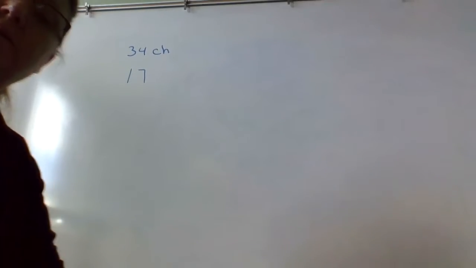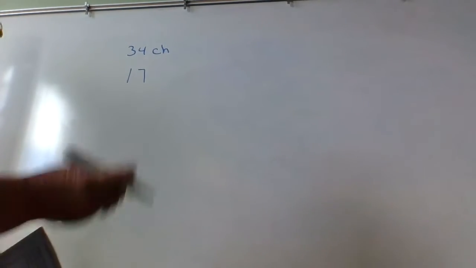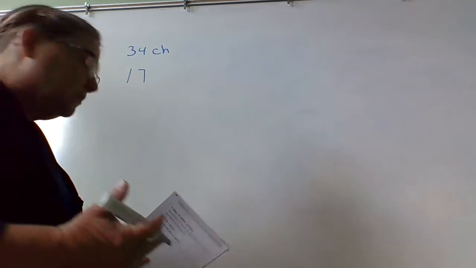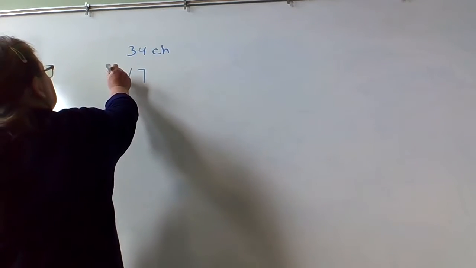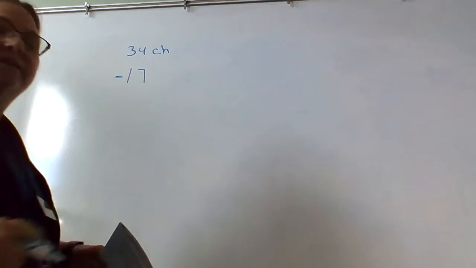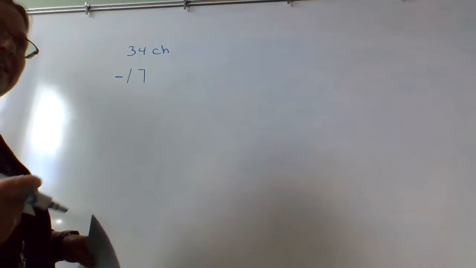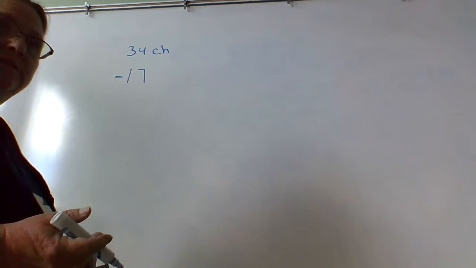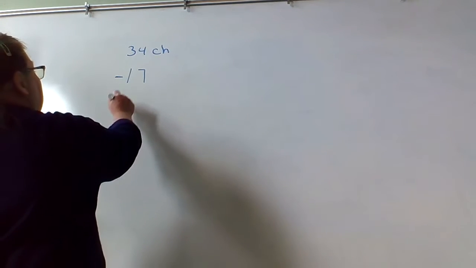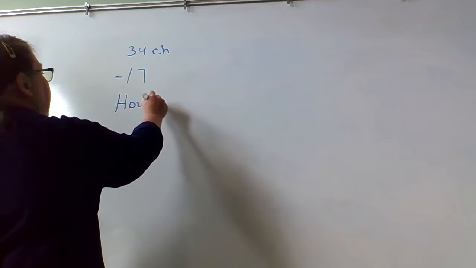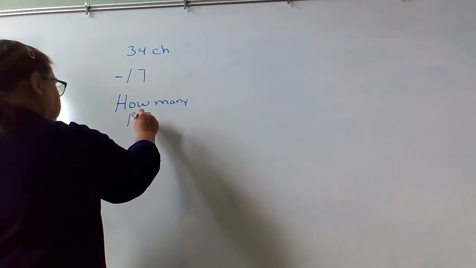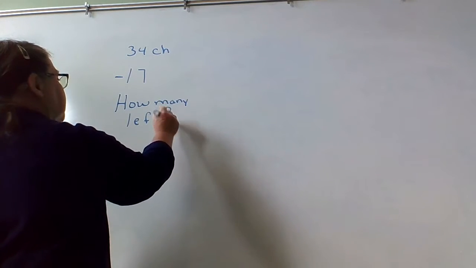If she ate 17, does that mean she put them back in there, or did they go? Are they gone? They're gone. So that means we have to get rid of 17 of them. Okay, she ate them. The question is, how many cherries are left? That is our question. How many are left?